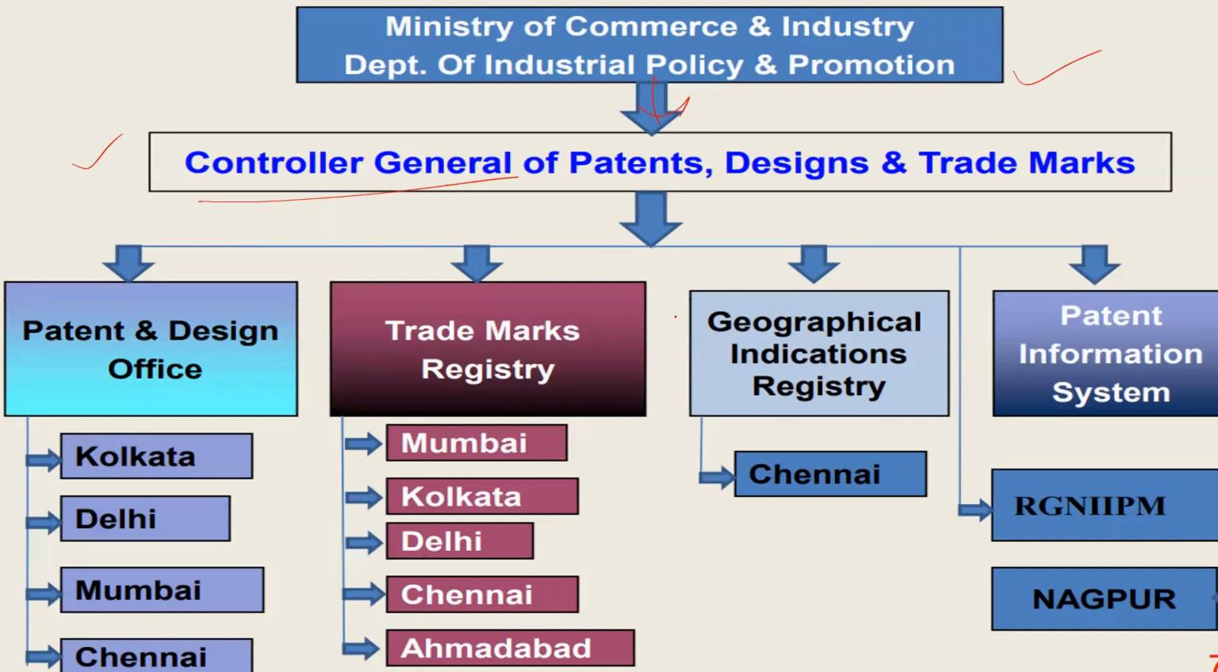Patents, Designs and Trademarks. The patent and design offices are located in India at Kolkata, Delhi, Bombay and Chennai, as well as the trademarks registry. If you want to register any trademark, you have to go to offices like Bombay, Kolkata, Delhi, Chennai, Ahmedabad. The geographical indication registry is only available in Chennai. And if you need any patent information, you will get it from here.